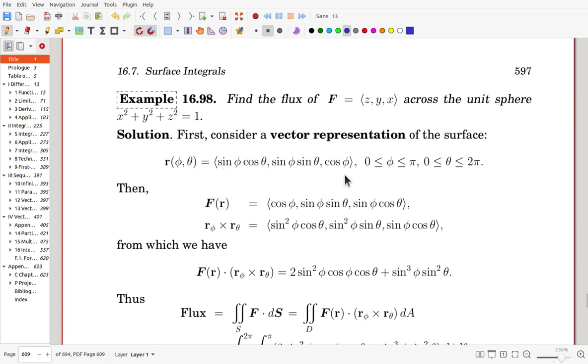So we have this representation. Phi is from 0 to pi, and theta is from 0 to 2 pi. Phi is the angle from the North Pole, and theta is the horizontal rotation. Then F of r is z, y, x, that's exactly this one. If you compute that cross product, you will get that one. It's a little bit time consuming, so I put the result here. And once you make a dot product of these two vectors, then you have that.